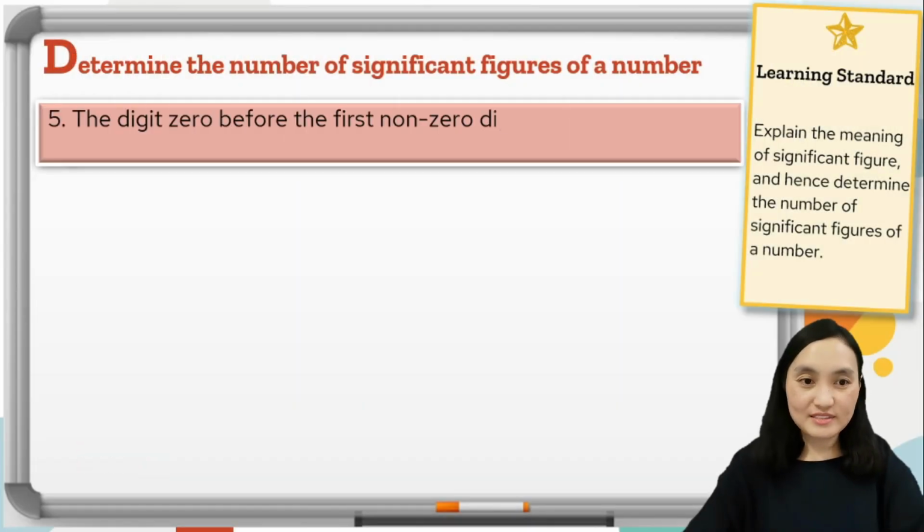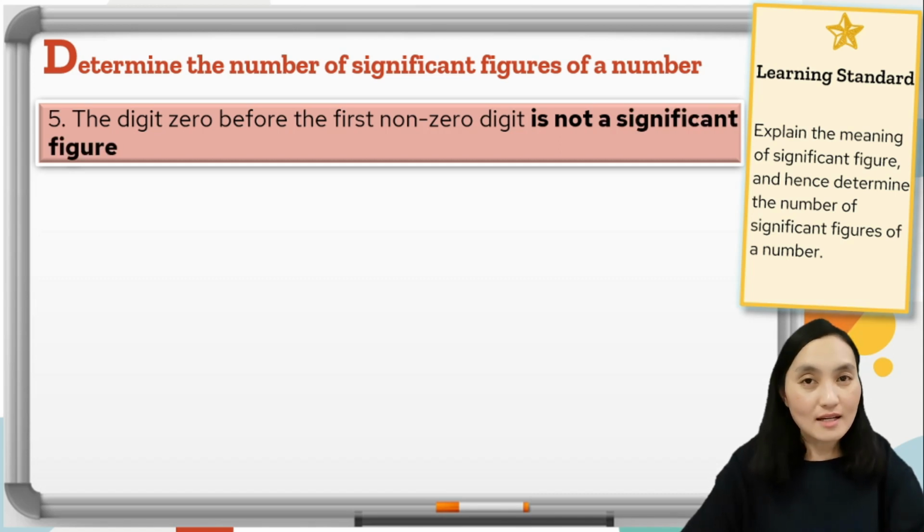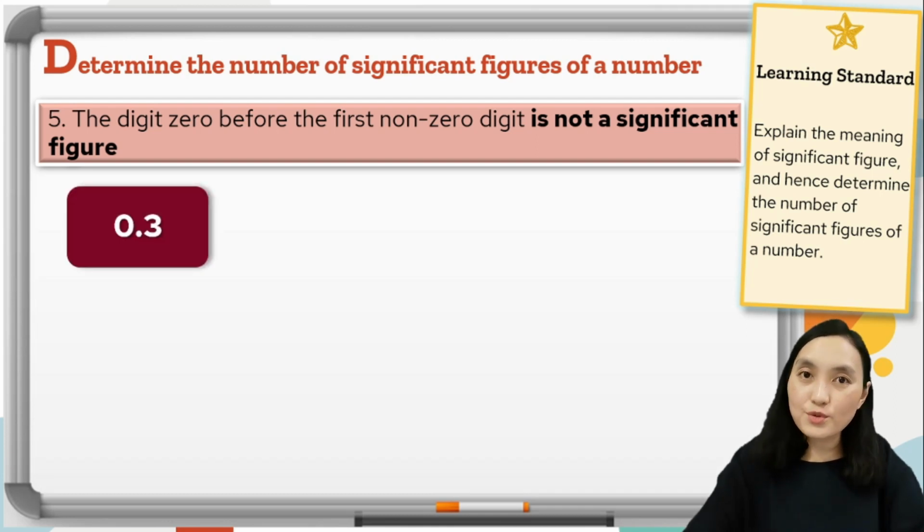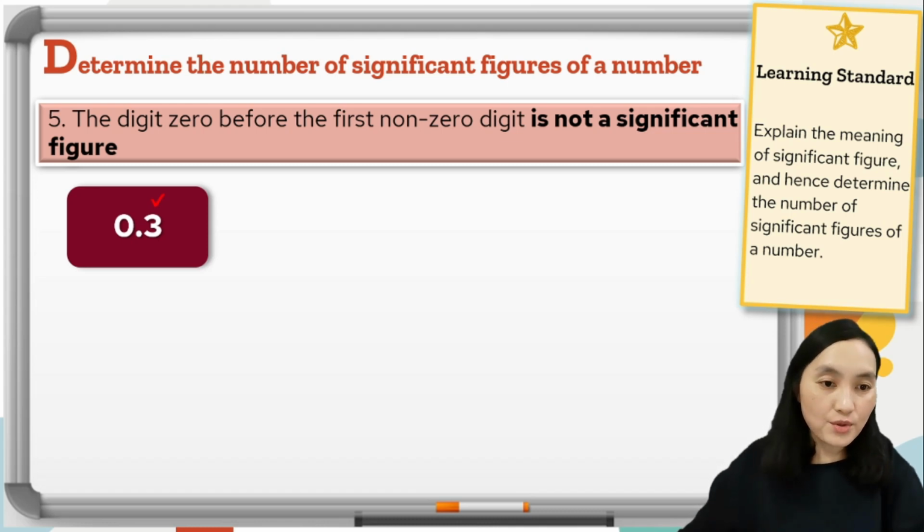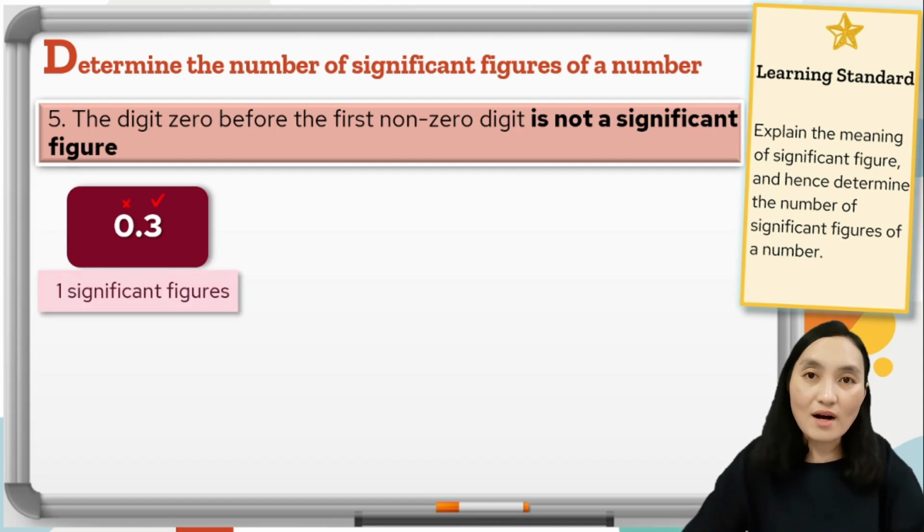Rule number 5. The 0 before the first non-zero digit is not a significant figure. Look at this, 0.3. How many significant figures are there? It is calculated as only 1. Because this 0 is the 0 before the first non-zero digit, yeah? So this is not calculated. It is only 1 significant figure.